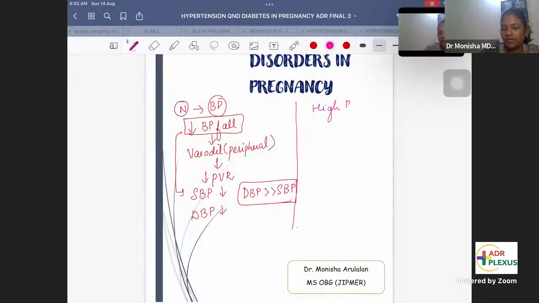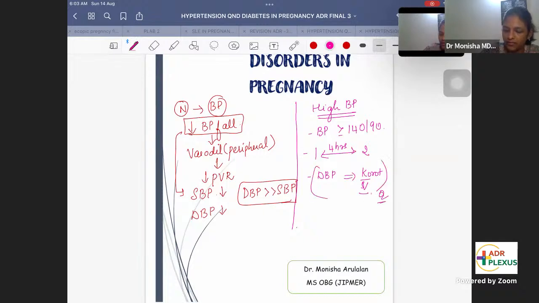or hypertensive. When I say high BP, when the BP is more than 140/90, measured on 2 occasions 4 hours apart, and diastolic blood pressure is taken in case of Korotkoff sound 5. So this is a very direct question. So when you say high BP, when the BP is more than 140/90, which is measured on 2 occasions, 4 hours apart, with a diastolic blood pressure.